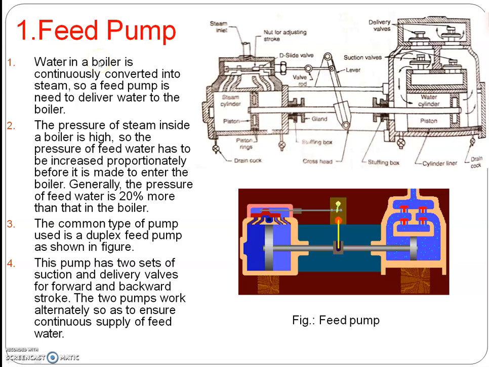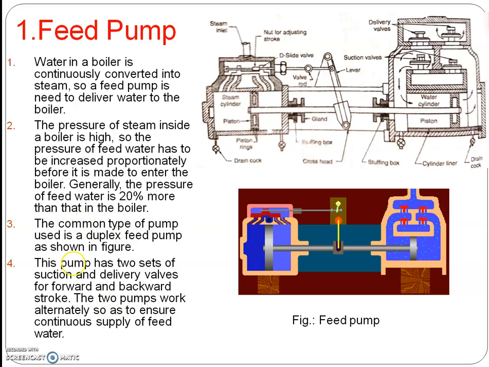The main function of the feed pump is to deliver the feed water to the boiler. It is desirable that the quantity of water supplied should be at least equal to that evaporated and supplied to the engine. There are two types of pumps commonly used as feed pumps: the reciprocating pump and the rotary pump.